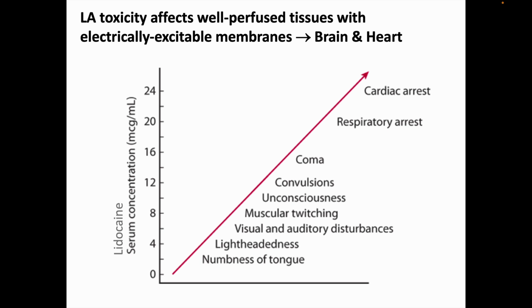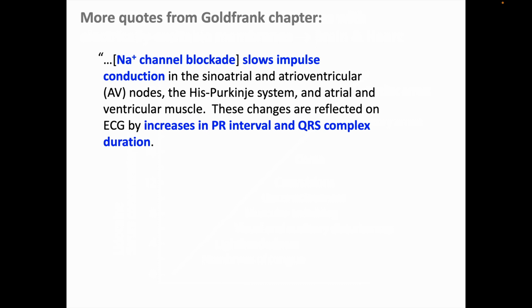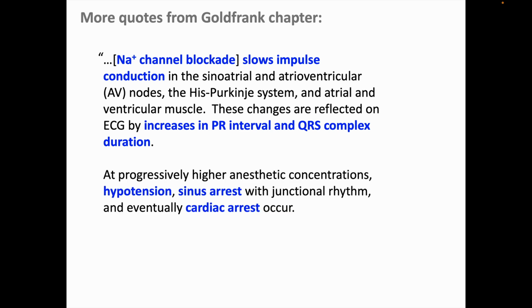On this slide, we see there's a spectrum of toxicity depending upon the local anesthetic concentration. Toward the lower end of the toxic range, we see milder neurotoxic effects like numbness and lightheadedness, which can progress to loss of consciousness or seizures, and only at the highest ranges will it cause significant cardiotoxicity. And now for more chapter quotes with regard to what's seen with local anesthetic cardiotoxicity. The sodium channel blockade slows impulse conduction, resulting first in EKG changes with prolonged intervals, and progressing to hypotension and eventually cardiac arrest with asystole.